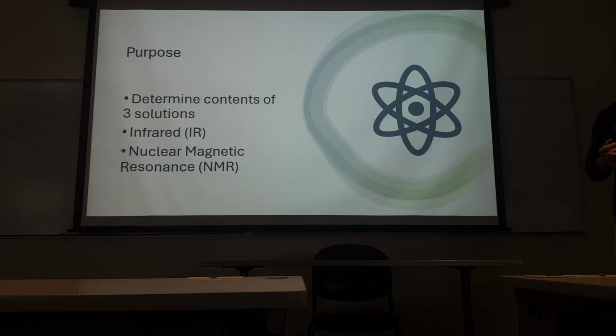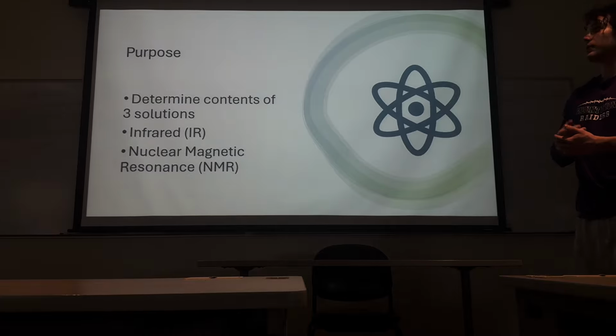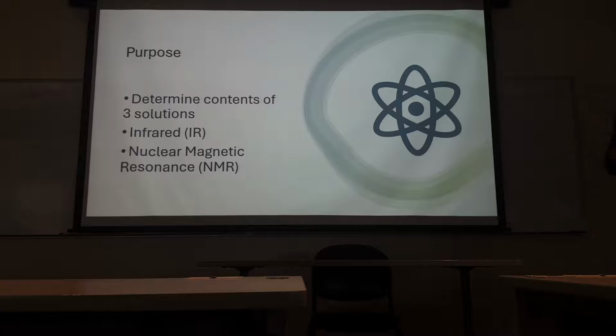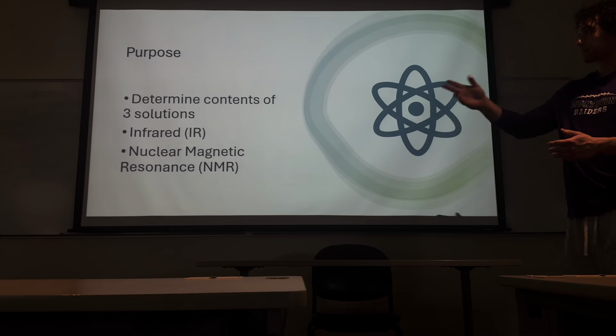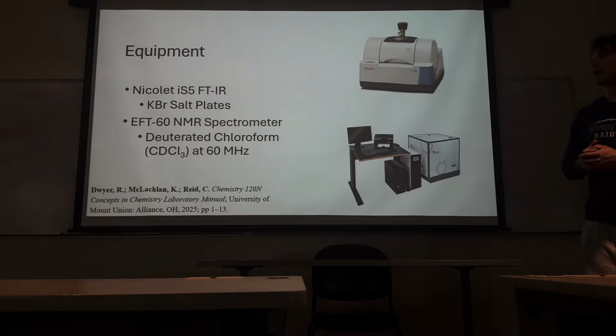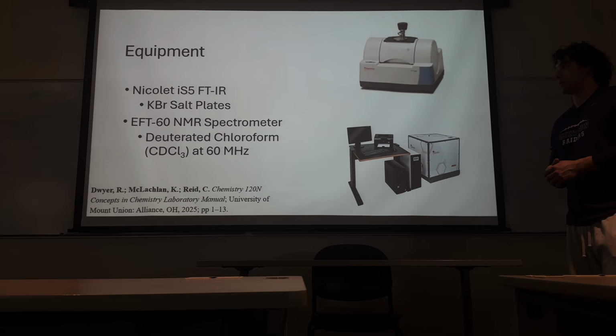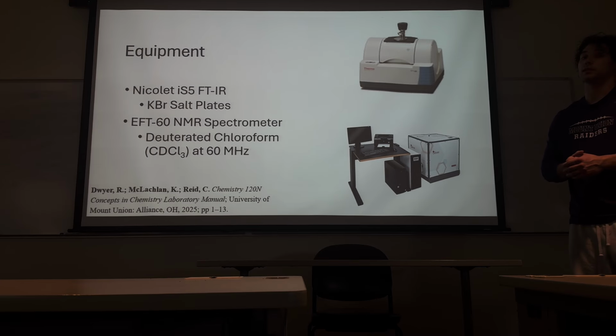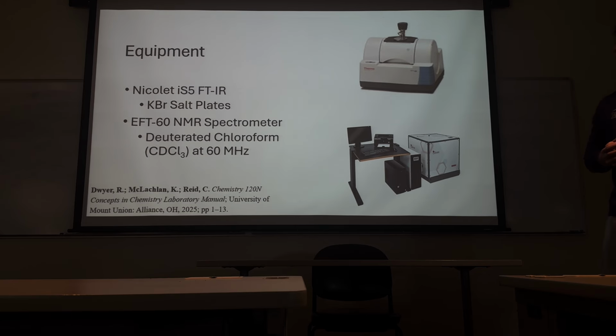The purpose of this lab was to determine the contents of 3 different solutions in water using infrared, or IR, and nuclear magnetic resonance, or NMR, spectroscopy. The equipment used was the Nicolet iS5 FT-IR with KBr salt plates and the EFT-60 NMR spectrometer, which were prepared in deuterated chloroform at 60 MHz. And this lab follows the Chemistry 120N Concepts in Chemistry Laboratory Manual.